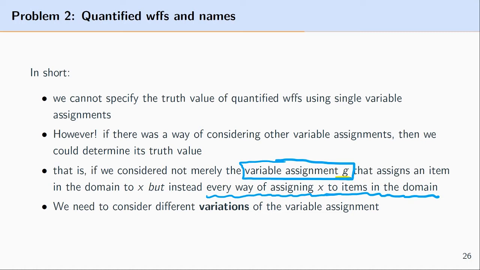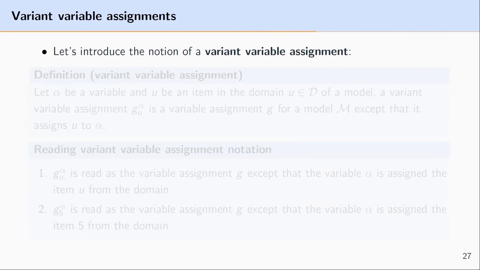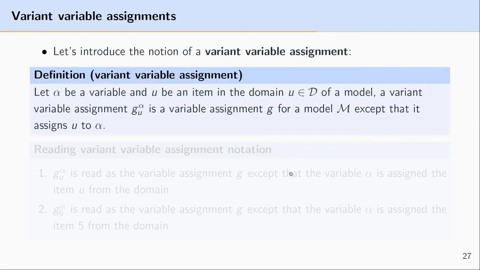Let's take a look at this a little more specifically. The way forward is to introduce this variant variable assignment. So let alpha here be a variable, and U be just some item in the domain of discourse for a model. And we'll define what we'll call a variant variable assignment. We'll indicate it by writing G, with the variable at the top, and the item from the domain at the bottom.